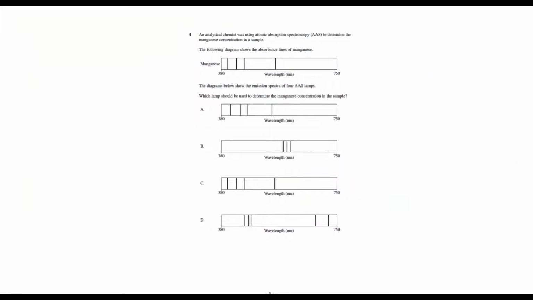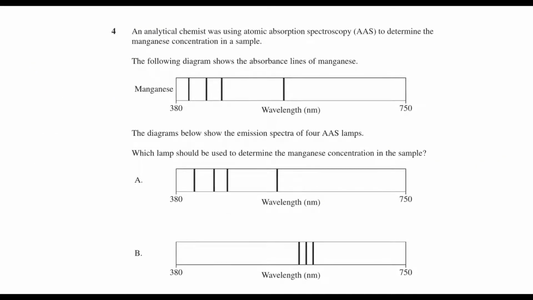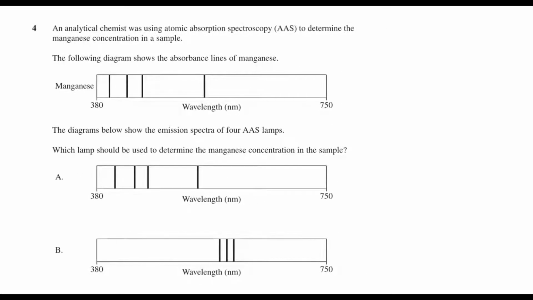The next page has a single question, question 4. This question asks, an analytical chemist was using atomic absorption spectroscopy to determine the manganese concentration in a sample. The following diagram shows the absorbance lines of manganese. This is followed by a spectrum between 380 and 750 nanometer wavelength, with the 4 absorbance lines for manganese clearly marked. The question continues, the diagrams below show the emission spectra of 4 AAS lamps. Which lamp should be used to determine the manganese concentration in the sample? We then have options A to D, taking up the rest of the page with the emission spectra for each.